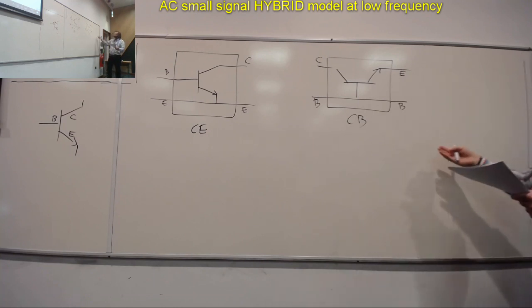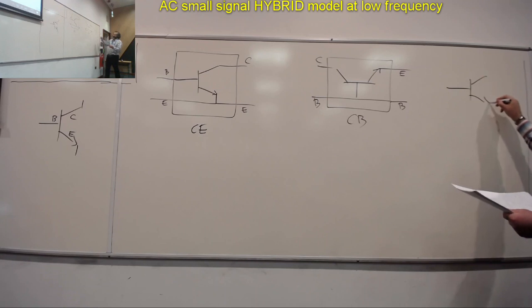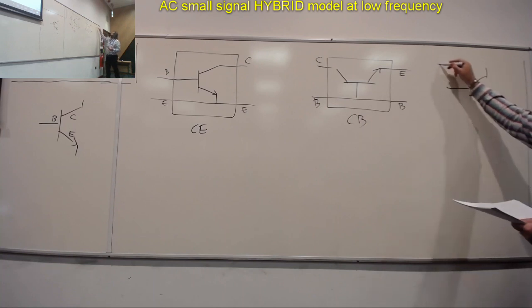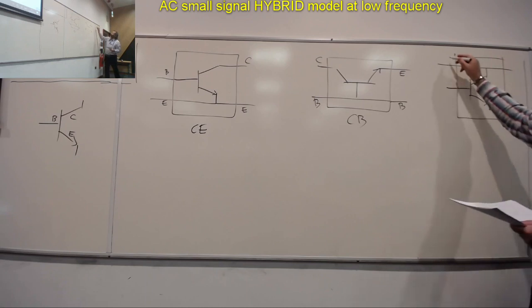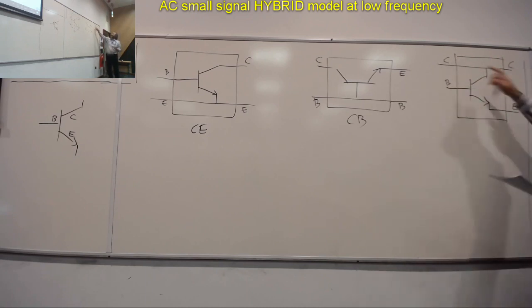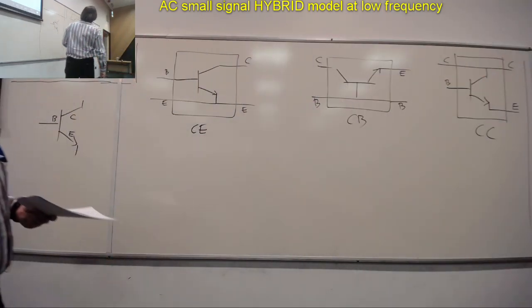And just to complete this, since we have started now, we could do the common collector, which could be this one here. This is the collector, the base, the collector, the emitter. The collector is common, so input, output. And this is the common collector, 2-port common collector configuration.